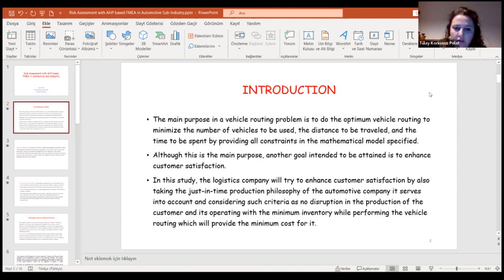In this study, the logistic company will try to enhance customer satisfaction by also taking into account the just-in-time production philosophy of the automotive company it serves, and considering such criteria as no disruption in the production of the customer and operating with minimum inventory while performing the vehicle routing, which will provide the minimum cost for it.